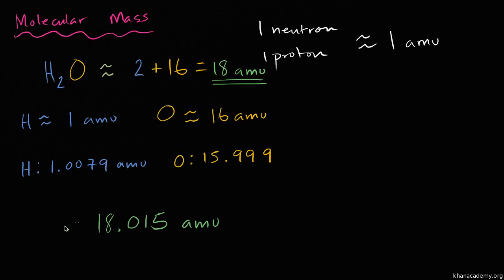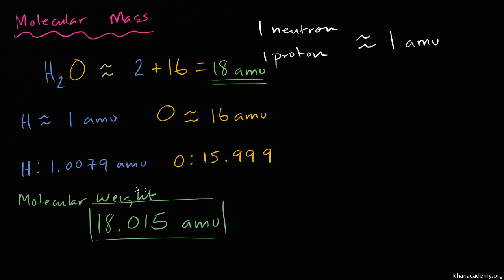And you could actually consider this the molecular weight, because we're using atomic weights. We're using the weighted average. And you could think of, well, maybe the weighted average of water molecules would be a little bit closer to this. But these two numbers are very, very close. And so we might call this molecular weight. But either way, these ideas are very closely related.